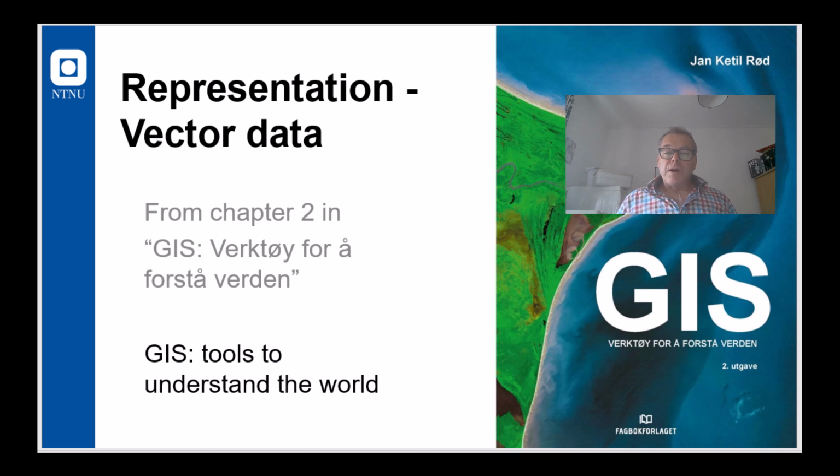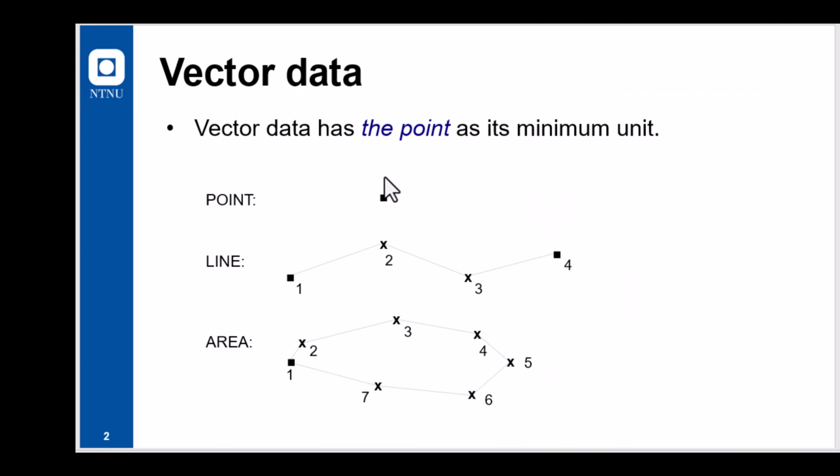Hey, my name is Jan Ketil Raut, and I will in this video continue to talk about representation, but with an emphasis on the discrete object view and the use of vector data. Most of the content in this video is taken from chapter 2 in the textbook GIS Tools to Understand the World. Vector data uses three types of geometries: points, lines, and polygons.